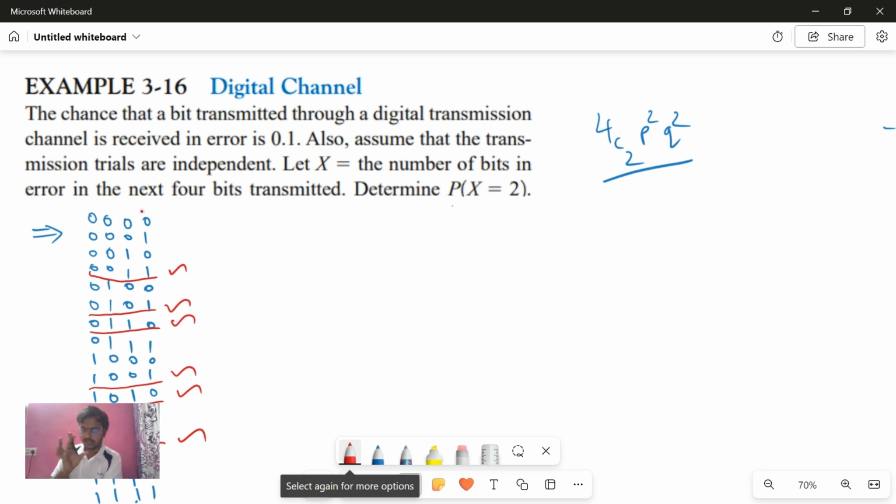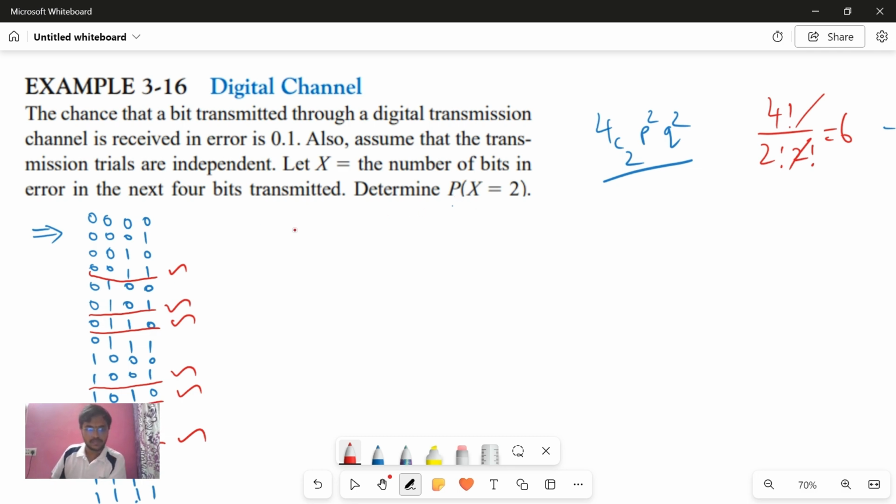Now, can you relate to it a bit? Do you know the value of 4C2? 4C2 is 4 factorial by 2 factorial into 2 factorial, nothing but 4 into 3 by 2. 4 into 3 is 12, by 2 is 6. Now can you see where the 6 came from?